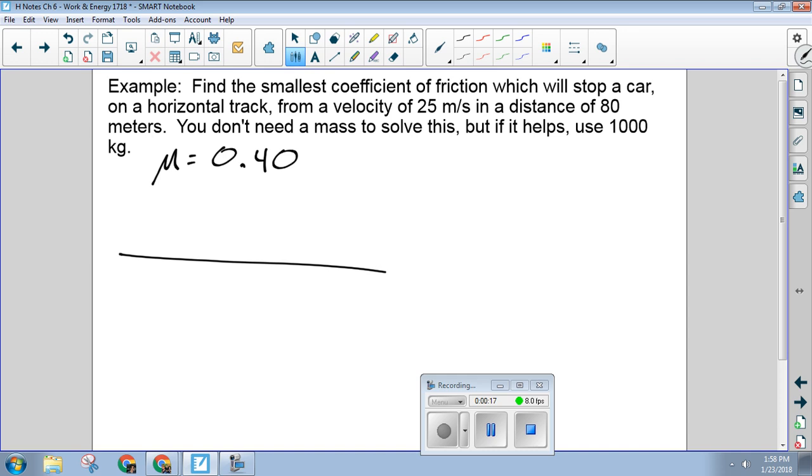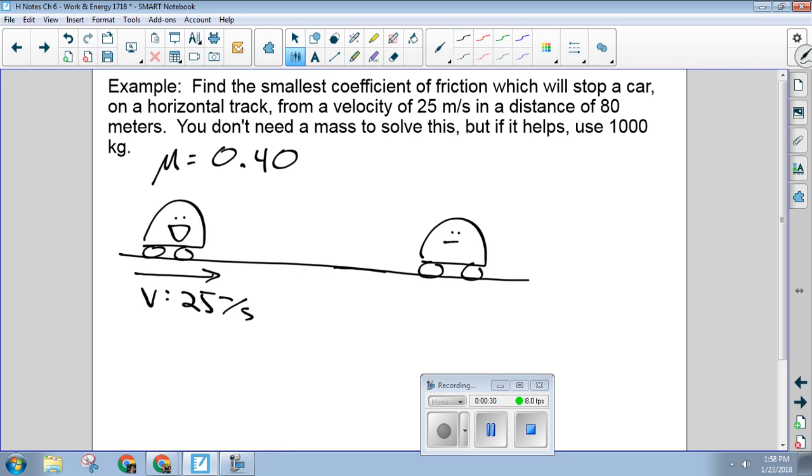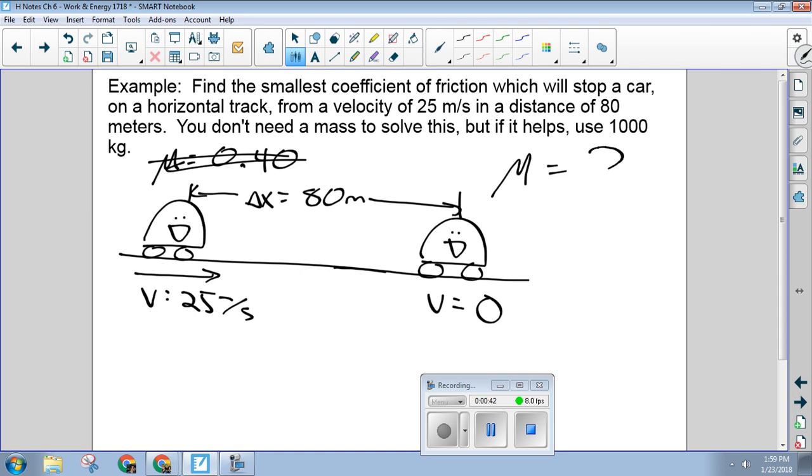We've got this car driving along. It's got a velocity of 25 meters a second, and we want it to slow down and stop. And our goal is, within a displacement of 80 meters, we want it to get to a velocity of 0. And the question is, what does the coefficient of friction have to be?